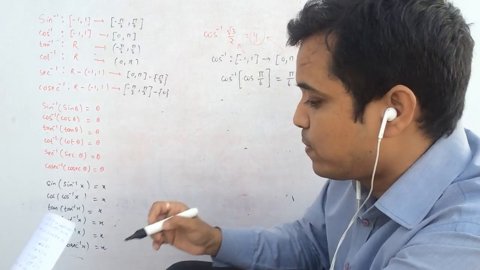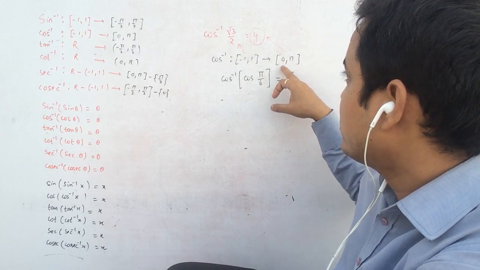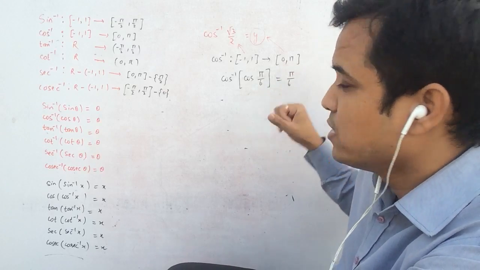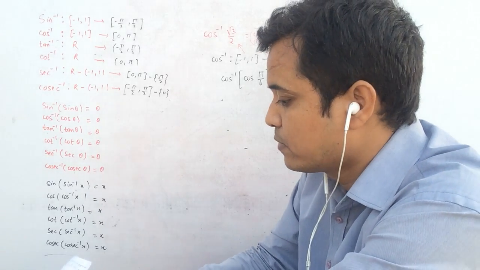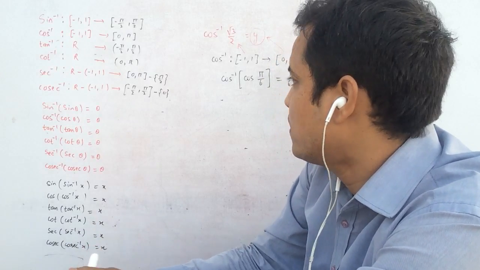You may ask why it is pi by 6. Since pi by 6, which is the answer, belongs to 0 to pi, and pi by 6 comes in between 0 and pi, this is the answer. Now move to the second question. The second question is to find the value of cos inverse of -1 by 2.